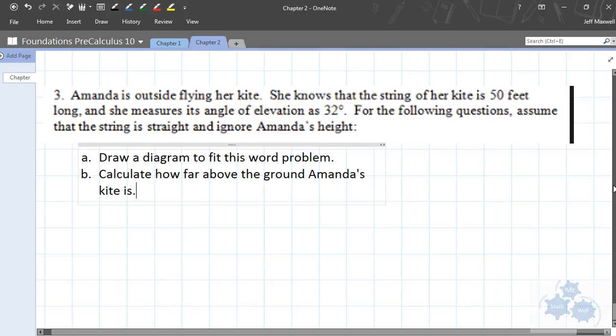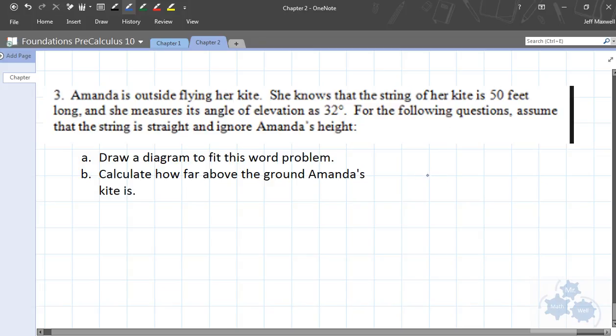Okay, so let's do this question. It says Amanda is outside flying her kite. She knows that the string of her kite is 50 feet long. She measures its angle of elevation as 32 degrees. For the following questions, assume the string is straight and ignore Amanda's height. So, first one, draw a diagram to fit this word problem.